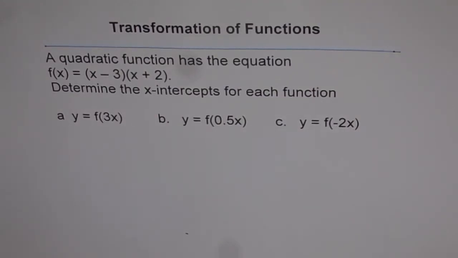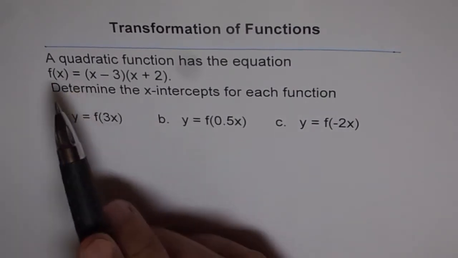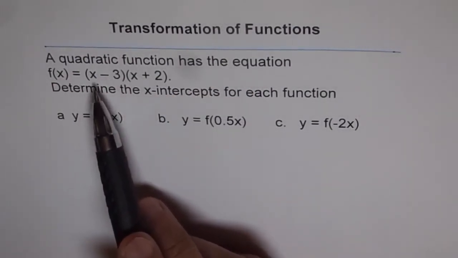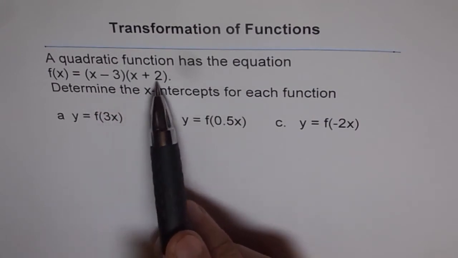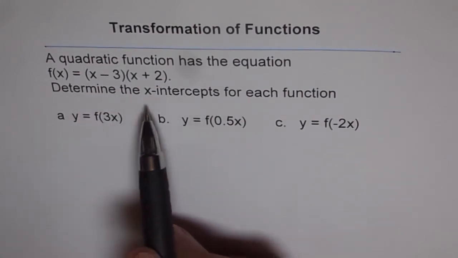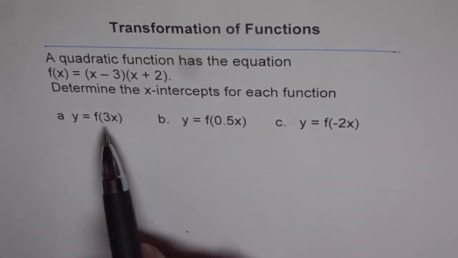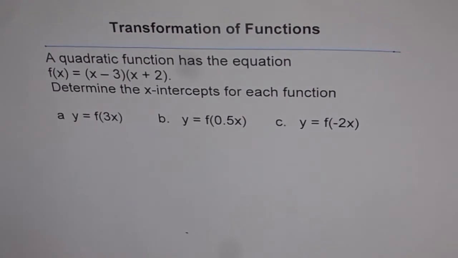Here is an application problem from transformation of functions. The question is, a quadratic function has the equation f(x) = (x - 3)(x + 2). Determine the x-intercept for each function, so each of these functions, which are transformed functions of f(x).